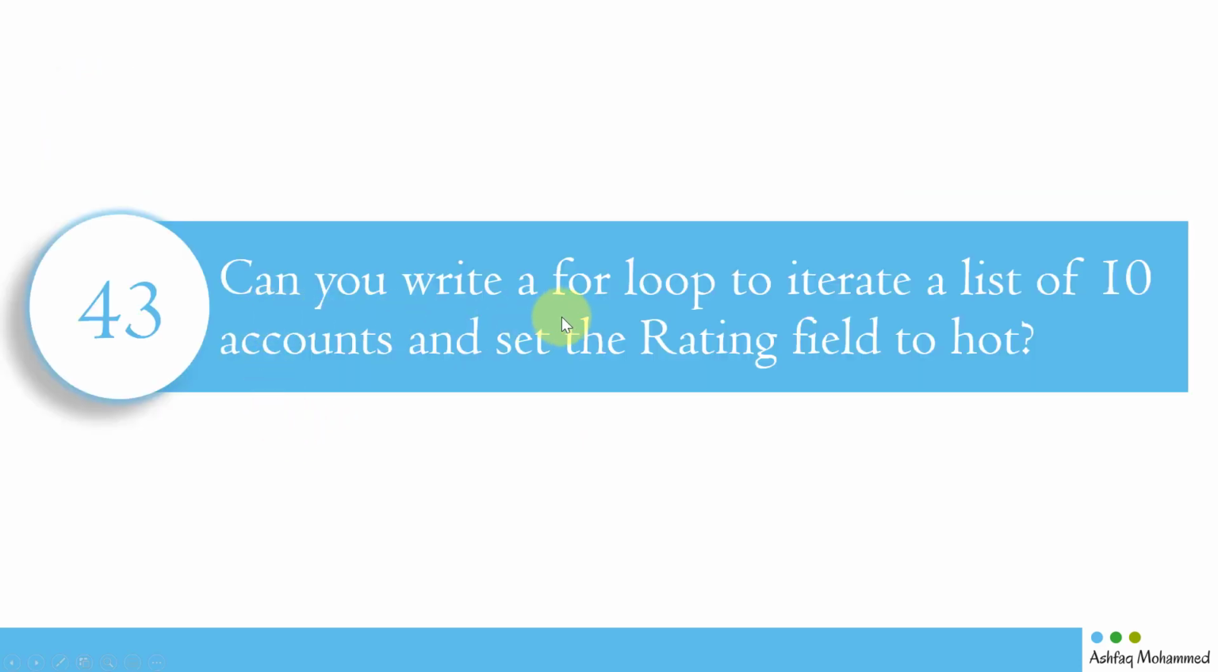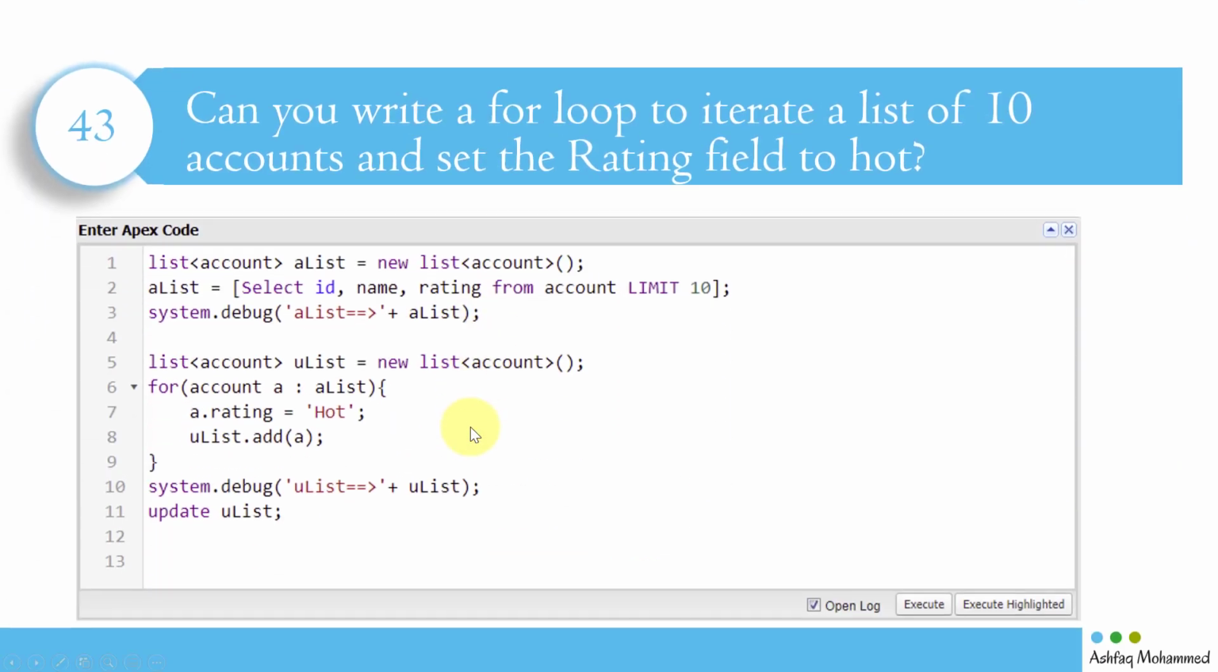Next question, can you write a for loop to iterate a list of 10 accounts and set the rating field to hot? So basically this question is just to check how you use a for loop, and what is your style of writing the code and all those things. Okay, it's your wish, how you want to write, but I'm just giving you the sample code over here. So first I have declared a list, and then instantiated the list, and then a list is equal to a query selecting some 10 random accounts, okay, and then system.debug I'm writing just to check what I'm getting in the a list, right?